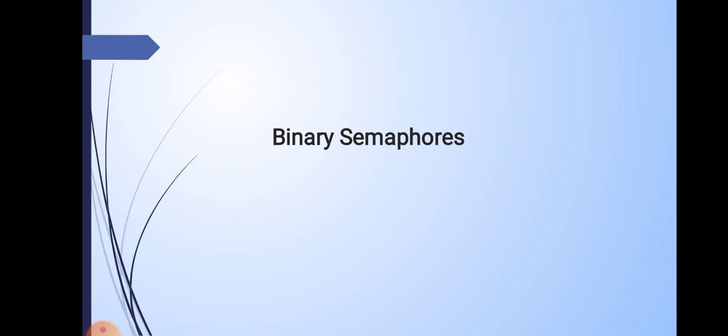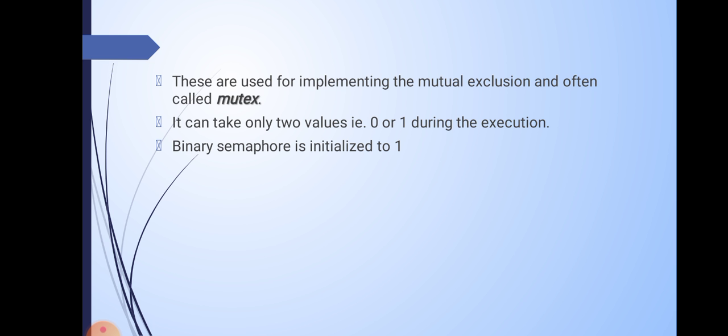Now, binary semaphore. So what is a binary semaphore? There is a restriction in the range of the semaphore value: it may be either 0 or 1. Hence the name binary semaphore. These are used for implementing mutual exclusion. Counting semaphores are used for bounded waiting, while binary semaphores are used for implementing mutual exclusion. You may call it a mutex in short.